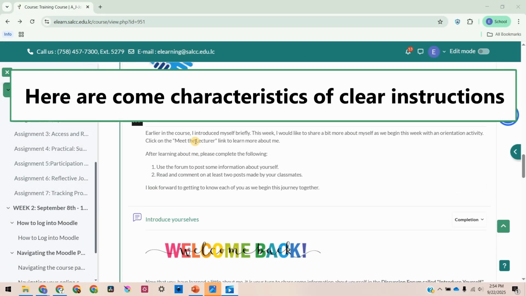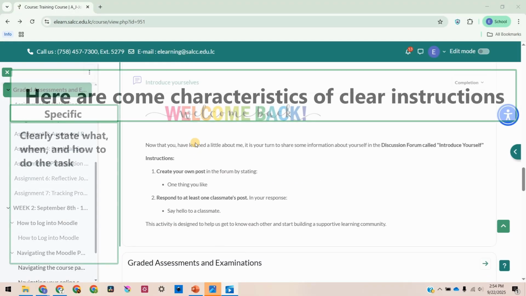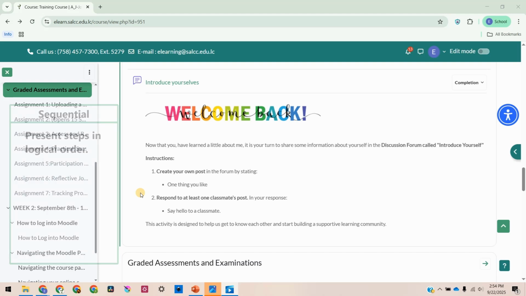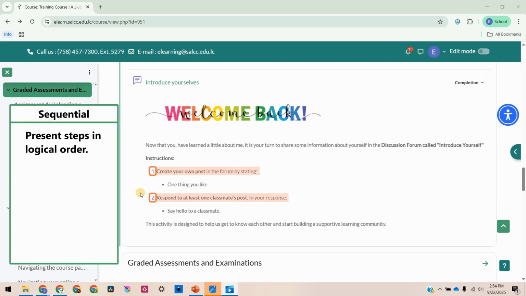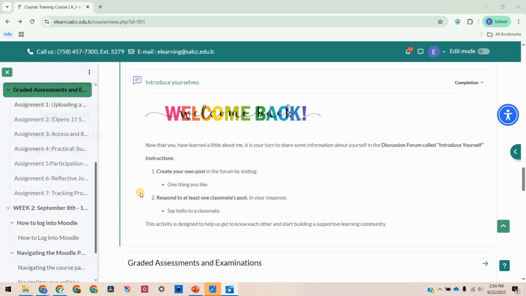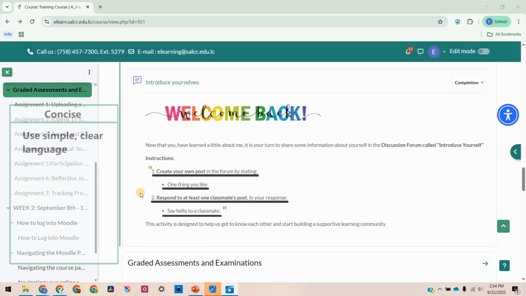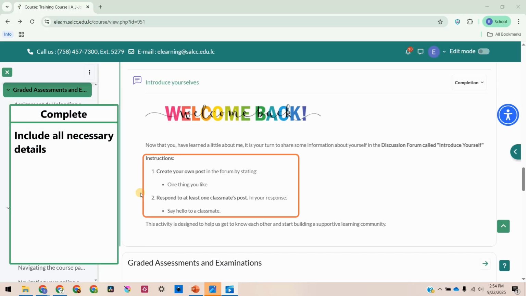Here are some characteristics of clear instructions. 1. They are specific. The instructions clearly state what the task is, when it should be completed, and how to do it. Note that the completion date may not always be necessary, as activities, for example, usually have a date. 2. They are sequential. The steps are presented in a logical order. 3. They are concise. The language used is simple and clear. 4. Instructions are complete. They include all necessary details.